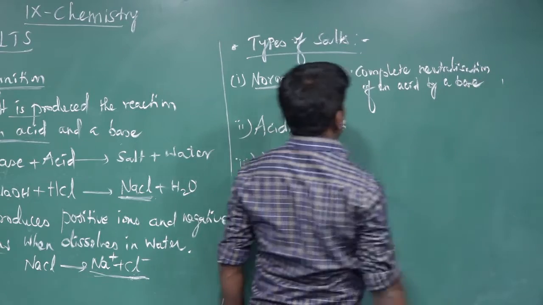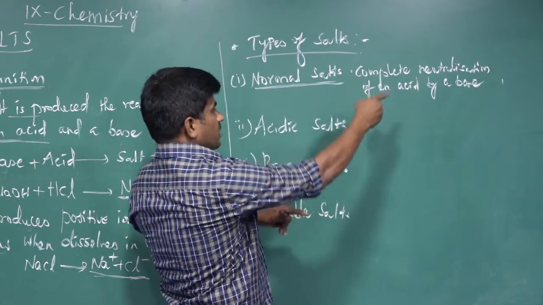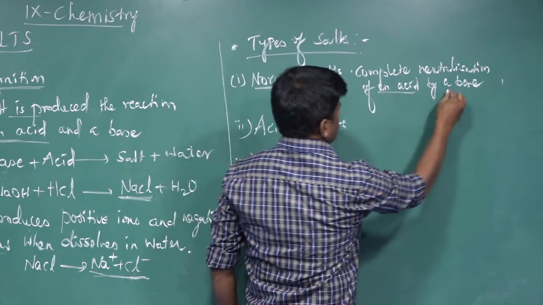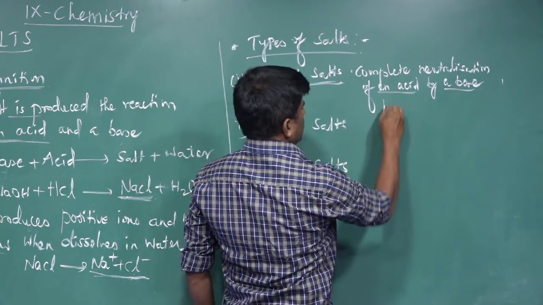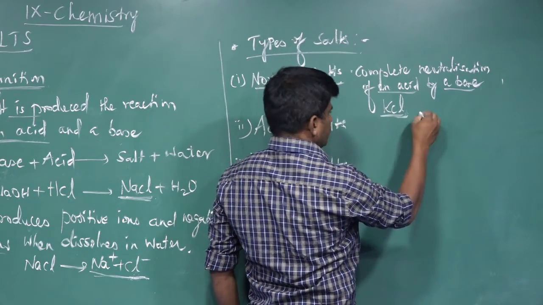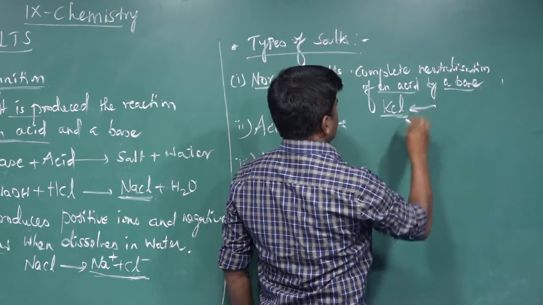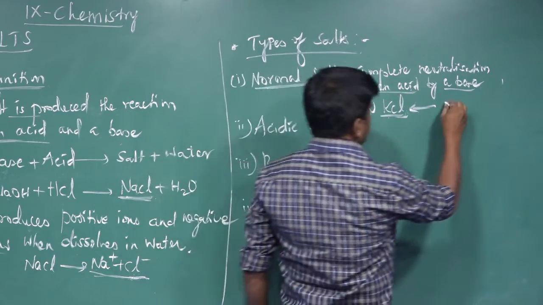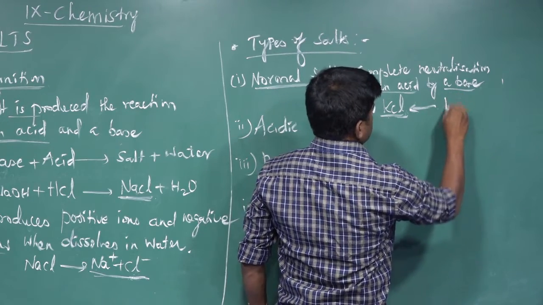What is complete neutralization of an acid by a base? The normal salt is obtained. For example, we take potassium chloride. This salt is obtained from complete neutralization of an acid. Potassium chloride is obtained from, we take, potassium hydroxide.